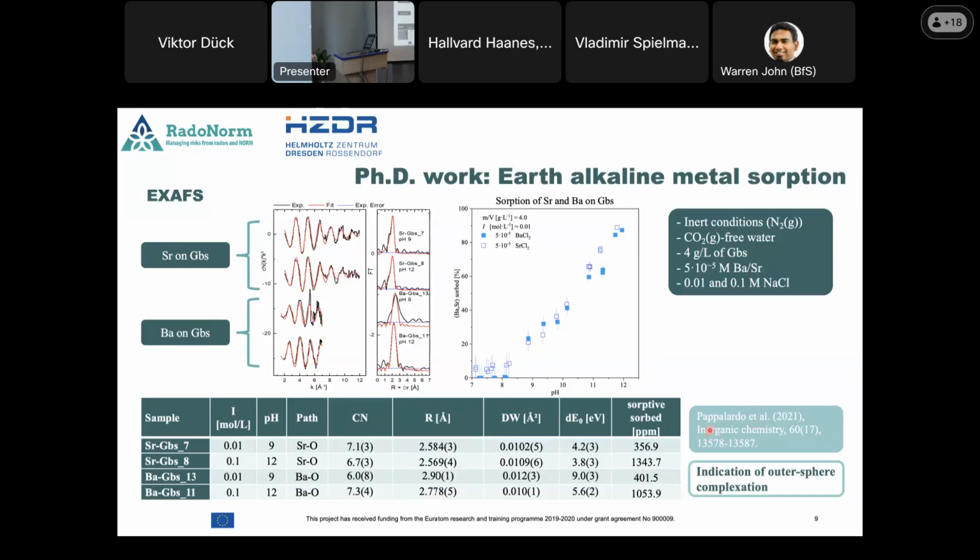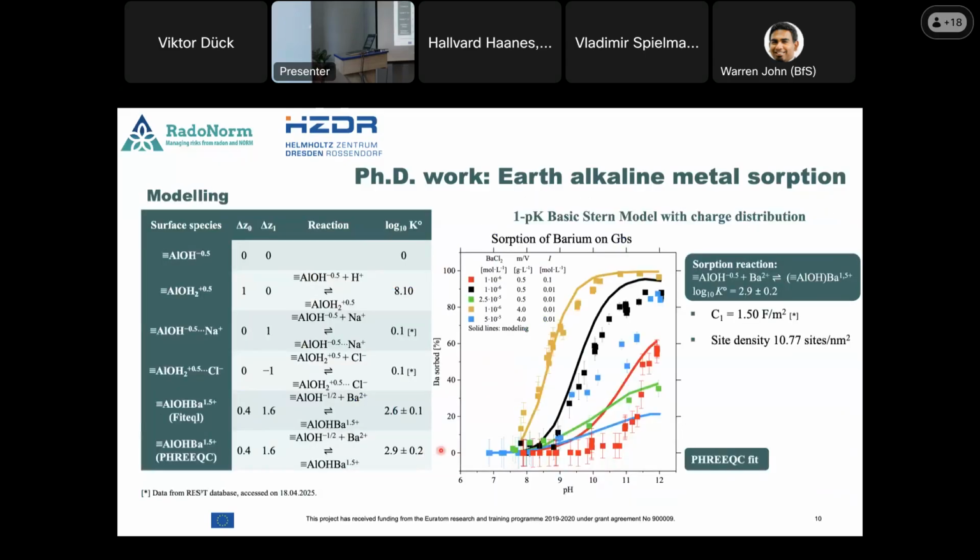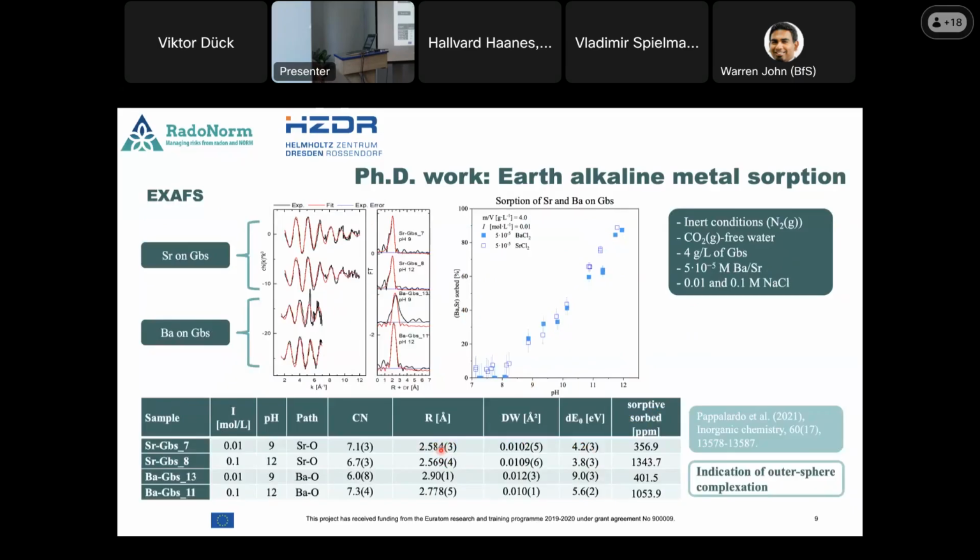And from the paper Pappalardo et al., we know those guys here, they investigated the hydration shell of strontium, and we know those numbers match with our numbers which we got from EXAFS here. So we know this distance here is related to strontium to oxygen and not to strontium to aluminium, for instance. So this is also an indication for an outer-sphere complex which is forming.